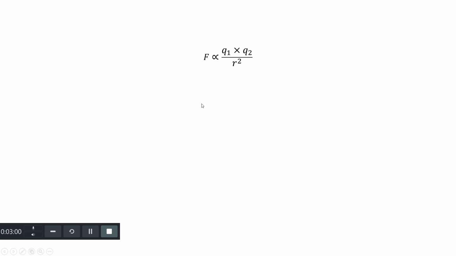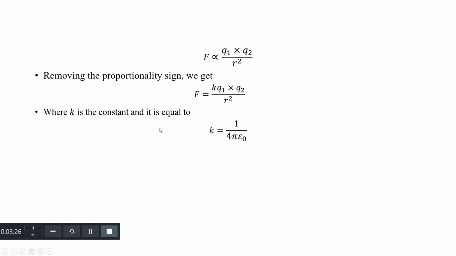So combining these two relations, we get that force is directly proportional to the product of the charges and inversely related to the square of the distance. In order to remove this proportionality sign, we always keep a constant term, and this constant term is k over here. What is k? K is a constant, and it is equal to 1 over 4 pi epsilon naught.